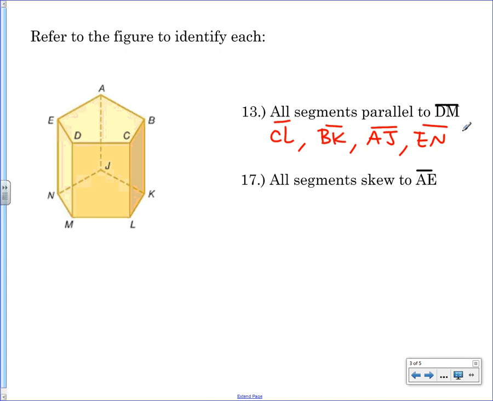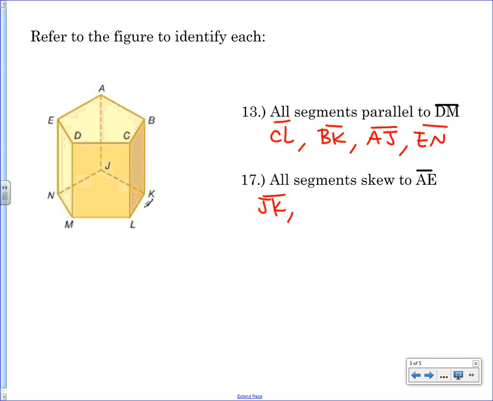Is that okay? Okay. All segments skew to line segment AE. Just pick one. Pick anything skewed to AE. So not parallel, but not intersecting either. I heard JK first. That's true. So if we look at line segment AE, which is right here, okay, JK is on a different plane, so that's good. And it's also not parallel.